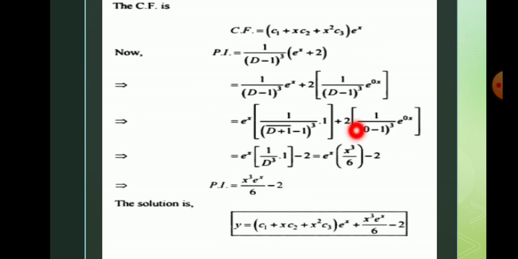So after applying the formula, this term is equal to e to the power x into 1 upon D cube, minus 2. Now we know that 1 by D means integration, so we get PI is equal to x cube e to the power x by 6 minus 2. Hence the solution of this problem is y is equal to (c1 plus x c2 plus x square c3) e to the power x plus x cube e to the power x by 6 minus 2.